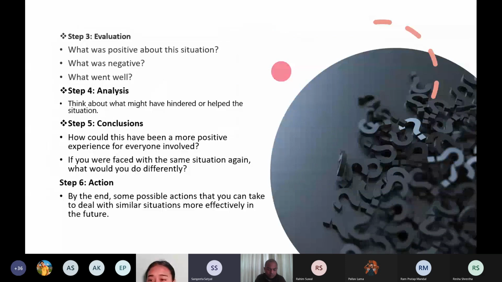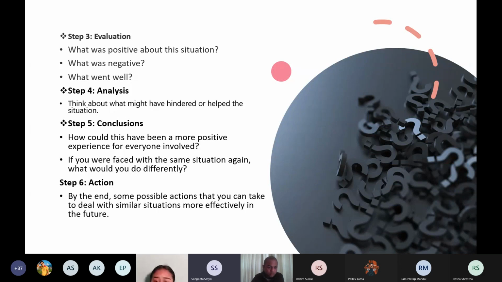And third one is evaluation. Here we start looking at the situation objectively, to understand what worked and what didn't, what was positive about the situation, what was negative, what went well and what didn't. These are some of the questions that give you the evaluation.